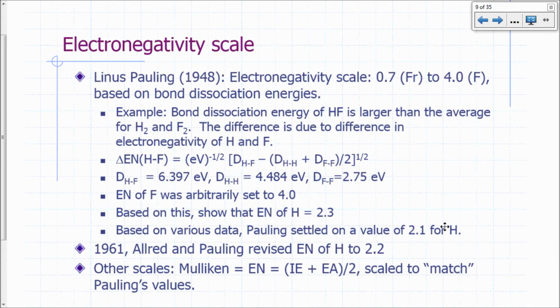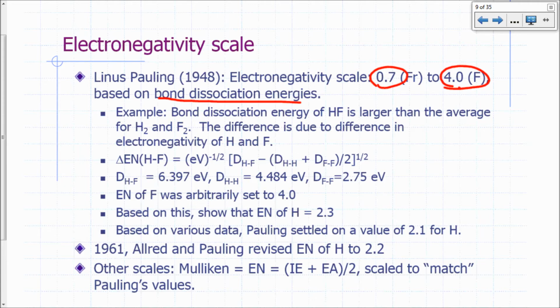Okay, clarification regarding Linus Pauling's electronegativity scale. We said that he basically came up with a scale where he assigned a value of 4.0 to fluorine and 0.7 to francium, based on bond dissociation energies. Exactly what does bond dissociation energy have to do with electronegativity?